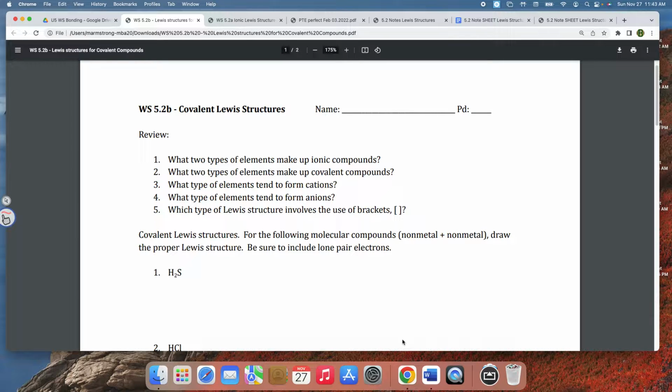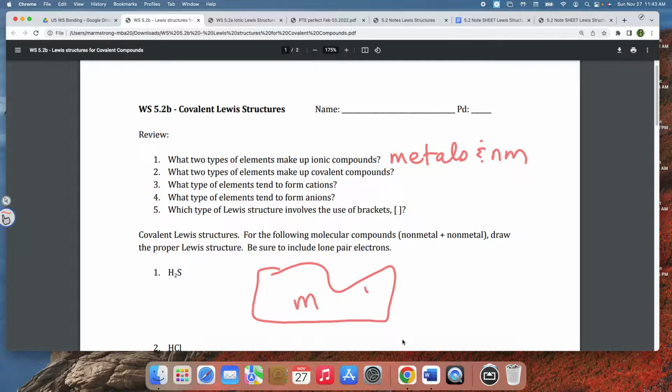5.2b, covalent Lewis structures. What two types of elements make up ionic compounds? Metals and nonmetals. So you have to recognize the difference between ionic compounds and covalent compounds. Ionics are metals and nonmetals, and covalents are two or more nonmetals. So what two types of elements make up covalent compounds? A nonmetal and a nonmetal.